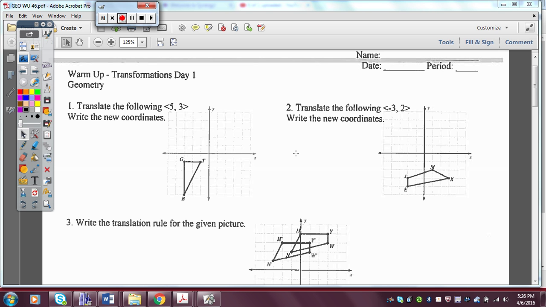Your homework last night was to learn how to translate and reflect an object across a coordinate plane. Okay. For some reason, when I scanned my warm-up, my grids didn't show up. So I'm going to be doing a lot of eyeballing here on this warm-up. But I do want to make sure we're all on the same page.